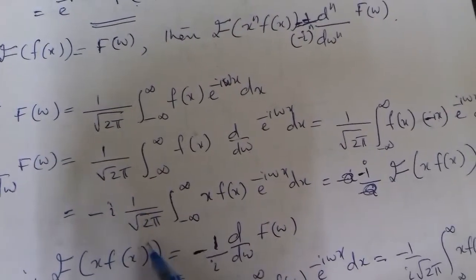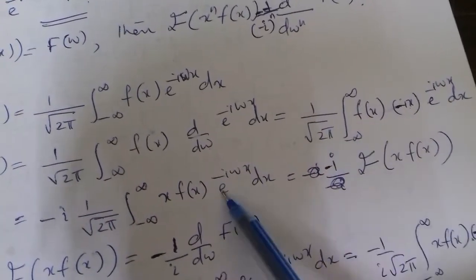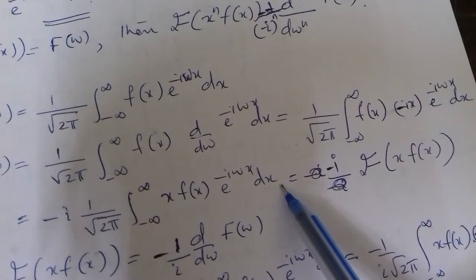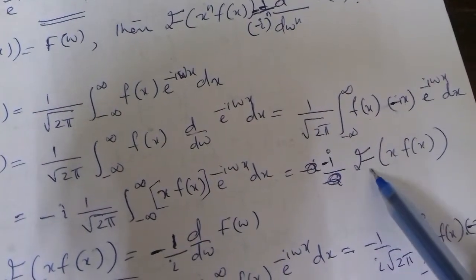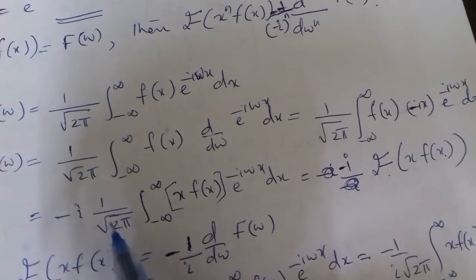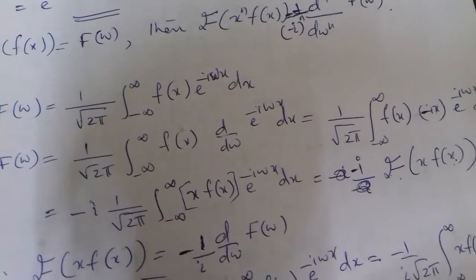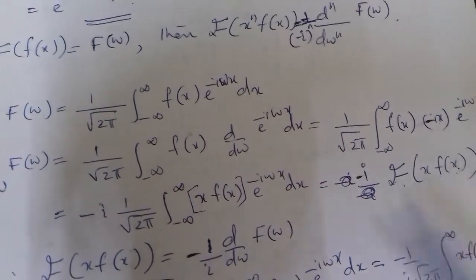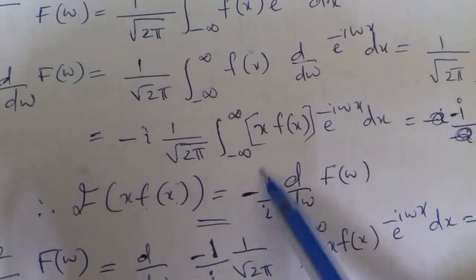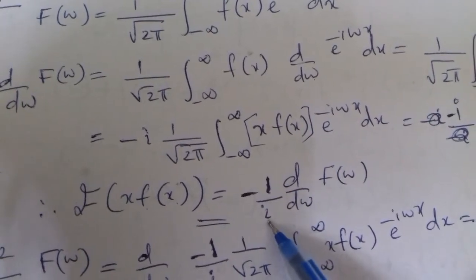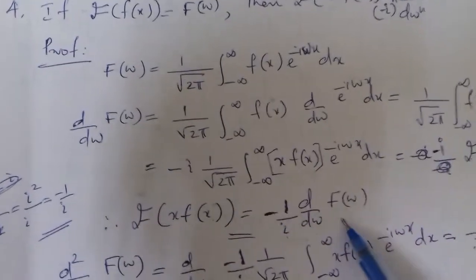We can take minus i outside: 1 by root of 2 pi integral minus infinity to infinity, the remaining x into f of x e raised to minus i omega x dx. Here the function has changed to x into f of x. So this is the Fourier transform of x into f of x, with minus i outside. So it is minus i into this one. So what is the Fourier transform of x into f of x? It is the inverse of minus i, that is 1 by minus i, d by d omega of F of omega.